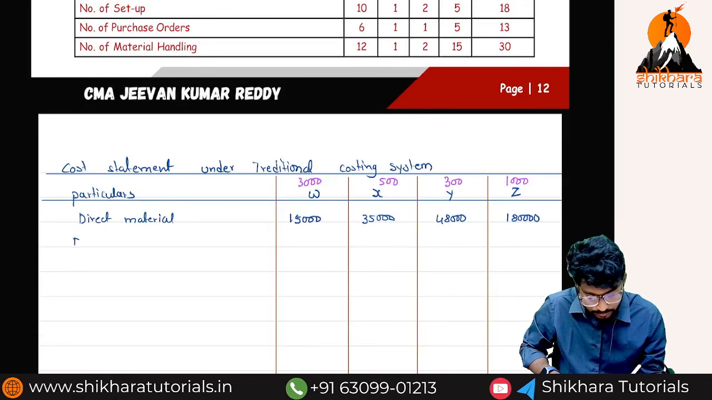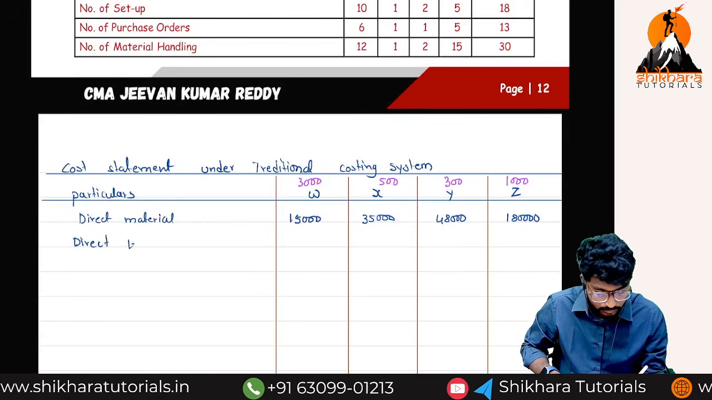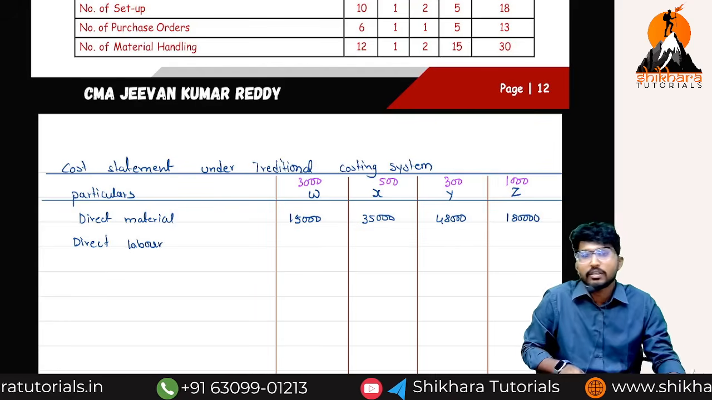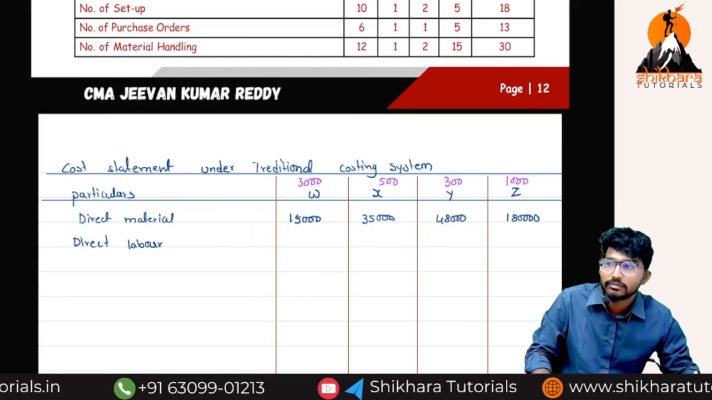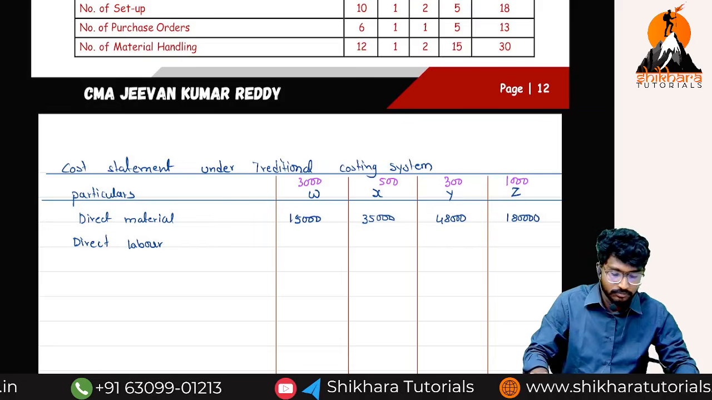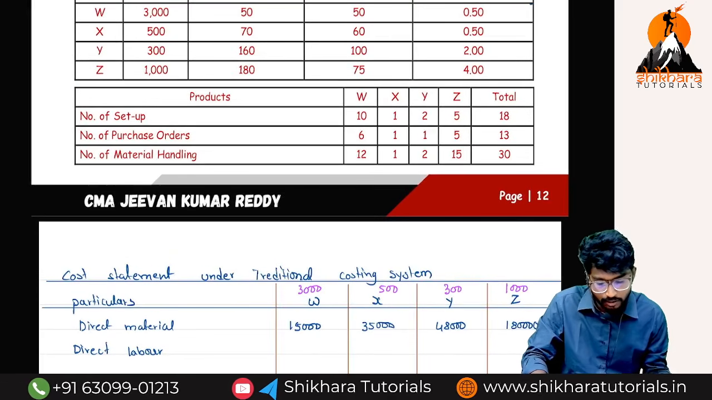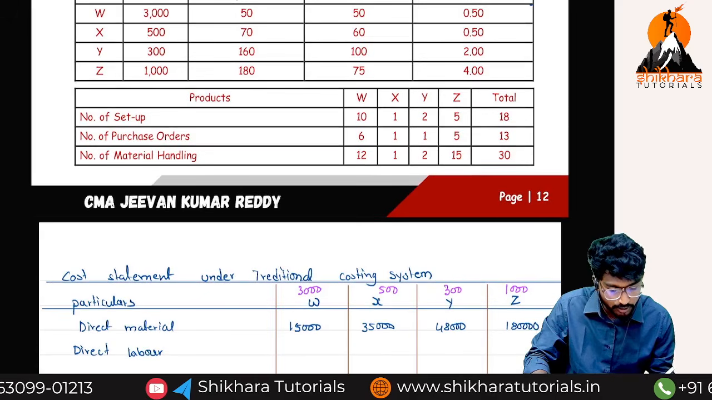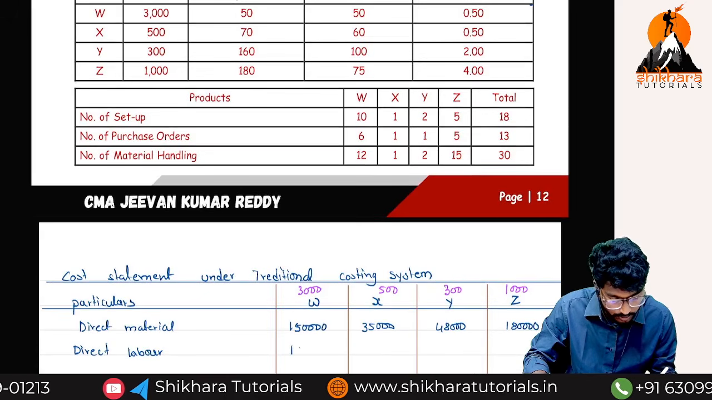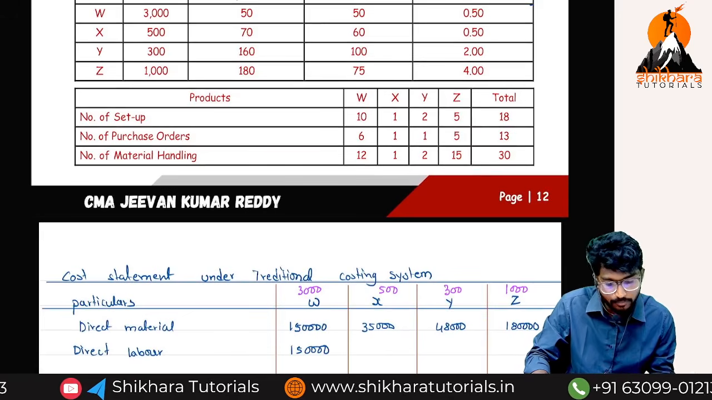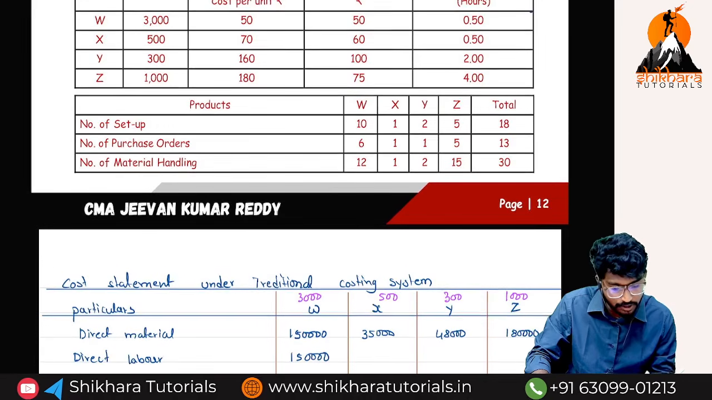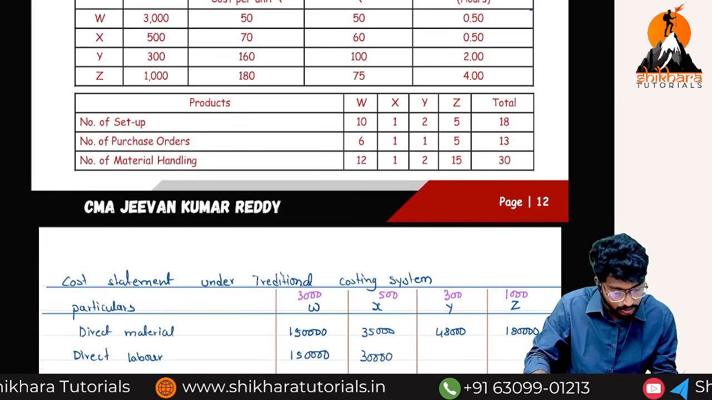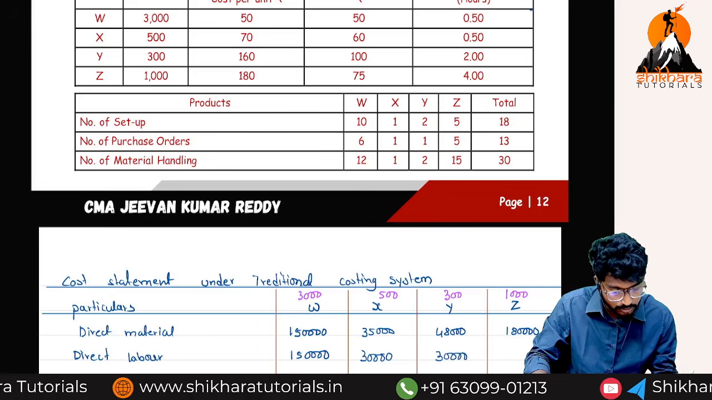Next, direct labor. What is the direct labor cost? 50 rupees per unit. 50 into 3000, that is 1,50,000. Next, 60 into 500, 30,000. Then 30,000 and 75,000.